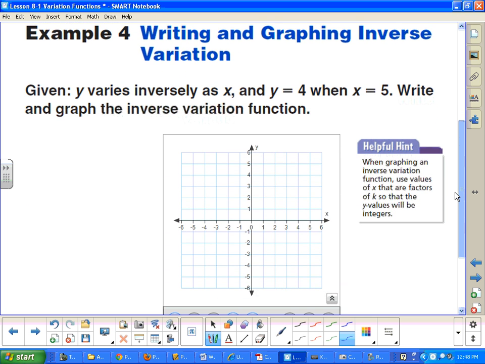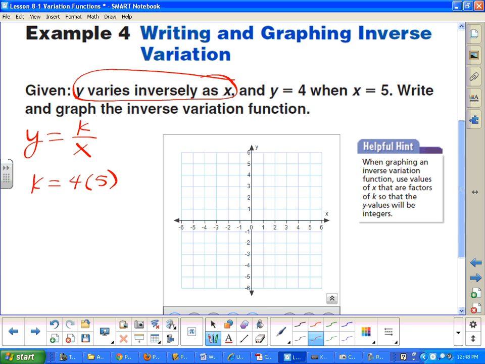So here this says y varies inversely as x. So as soon as I see this, I know that I'm working with an inverse variation. y equals k over x is the situation. And it says y equals 4 when x equals 5. So to find k, I'm going to multiply 4 and 5 together. So k equals 20. So my function is y equals 20 over x.